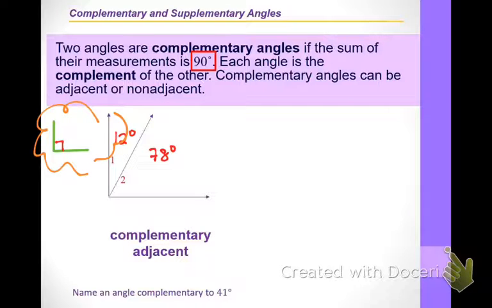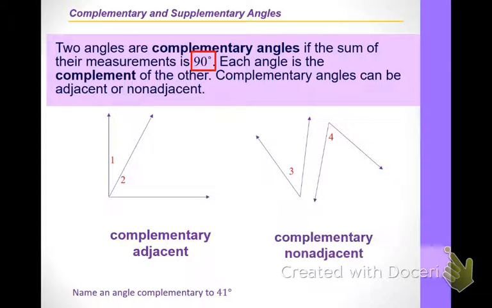Complementary angles with an S. Okay? Pair means you have a pair of shoes. Hopefully you have 2 shoes. Hopefully. Some people don't. But you have 2 shoes. That means 2 angles. All right? Here is a pair of non-adjacent angles. Guess what? They can still be complementary.